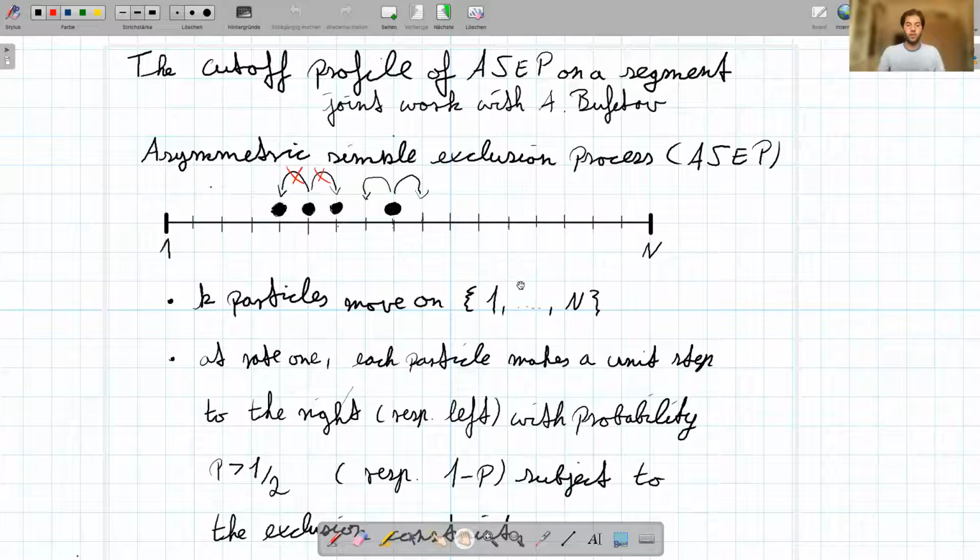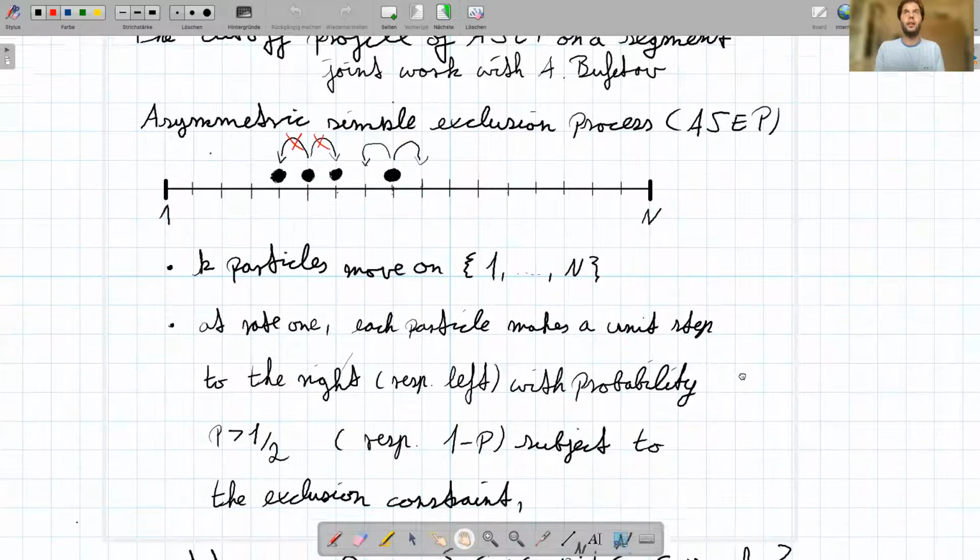So I will be speaking about the cutoff profile of the asymmetric simple exclusion process on a segment. This is joint work with Alexei Bufetov from Leipzig University. I will start by introducing the model.